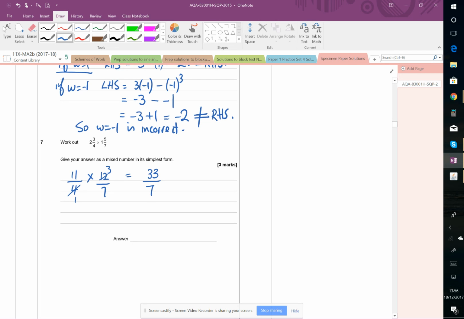Now, it says give your answer as a mixed number, so we must do that. So how many 7s go into 33? Well, that's 4, because 7 4s are 28. And that leaves 5 remaining, so it must be 5 sevenths. So it's 4 and 5 sevenths is our answer.